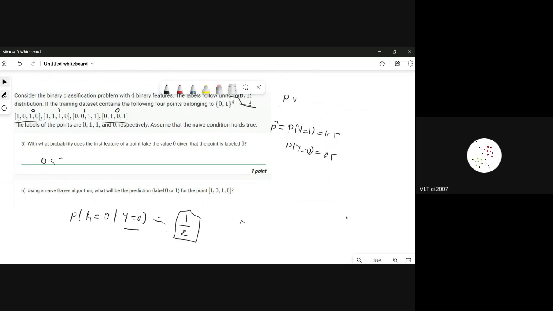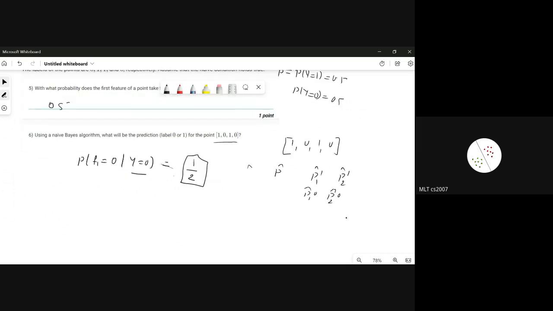Now for the sixth question, what is the prediction for the point 1001? In this case, you have to calculate all the values: p hat, p1 1 hat, p2 1 hat, p1 0 hat, p2 0 hat, right? So p hat is 0.5. What is p1 1 hat?